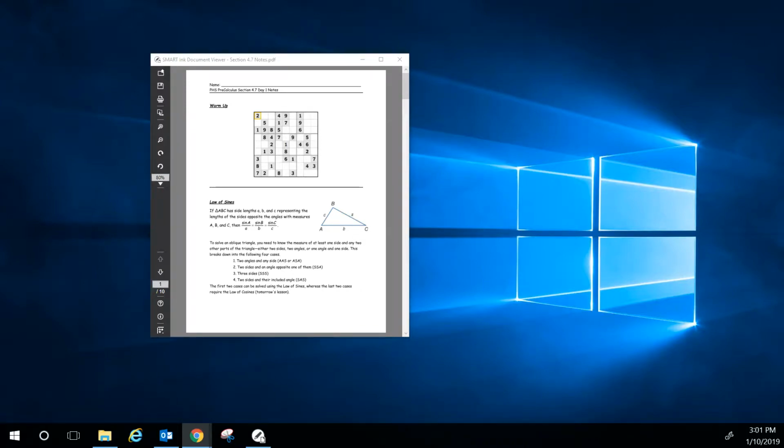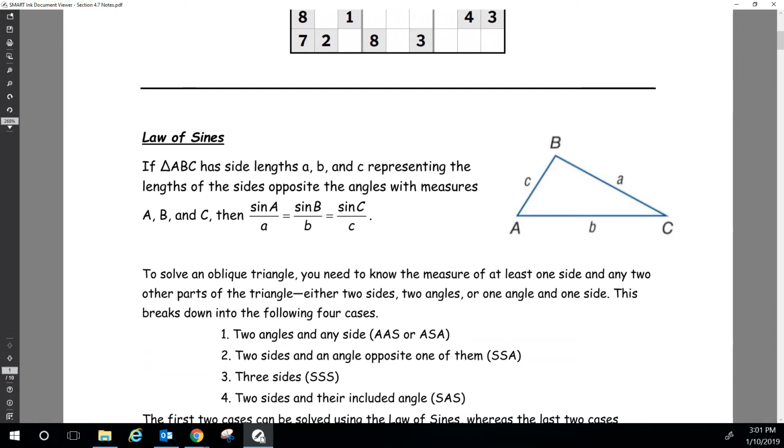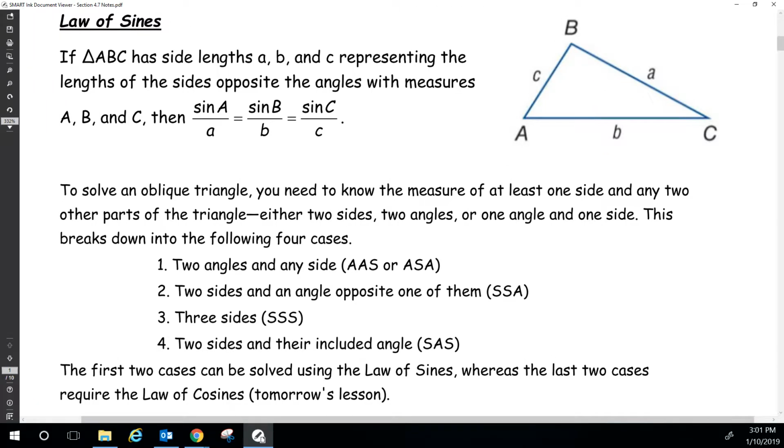Hello, PreCalculus. Here is section 4.7 on video 1. We're starting off with law of sines and cosines. We're going to start with law of sines.